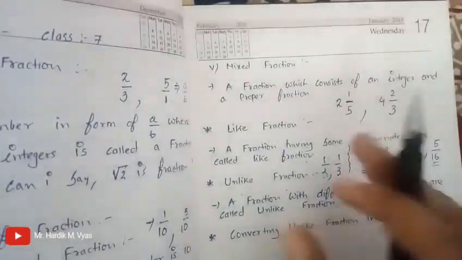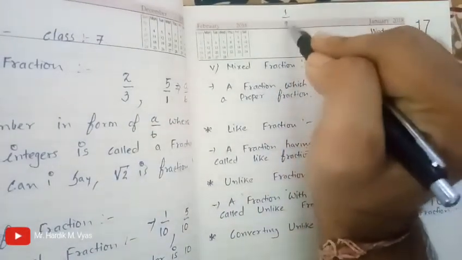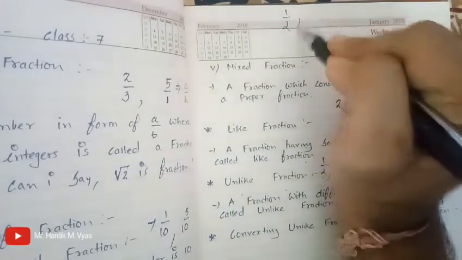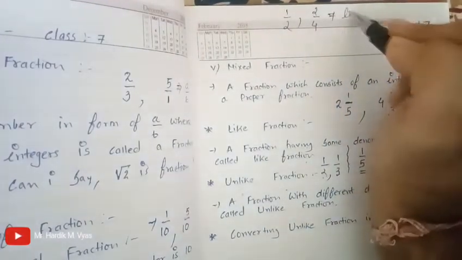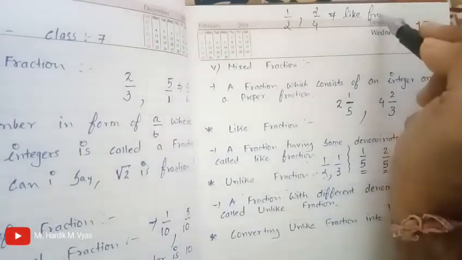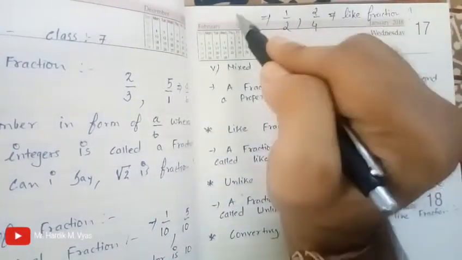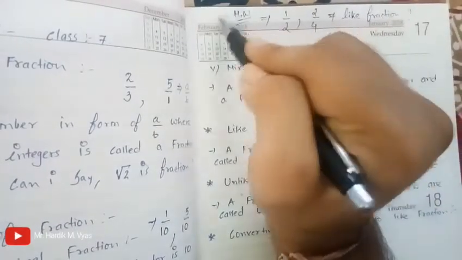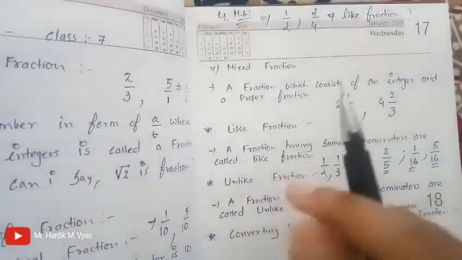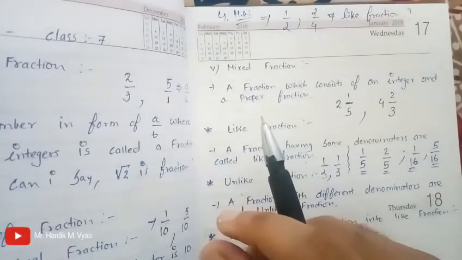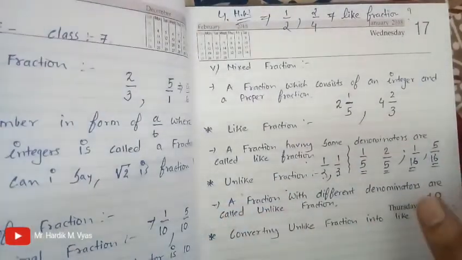Now one more question. Look here, 1 upon 2 and 2 upon 4. Can I say that these are like fractions? This is a homework, and you have to give the answer here in the YouTube comment box. 1 upon 2 and 2 upon 4, which is a like fraction. Check it out.